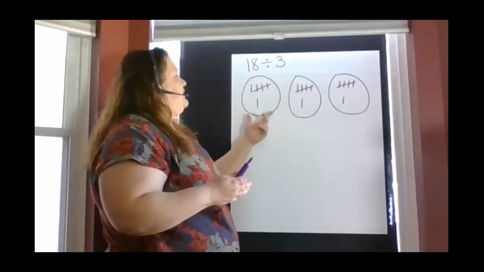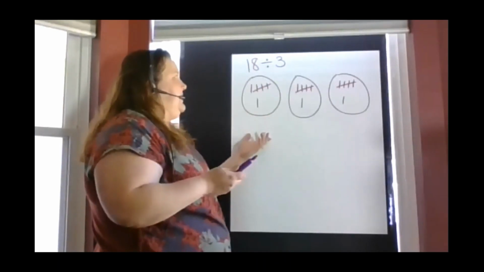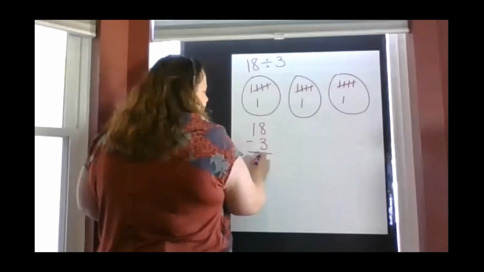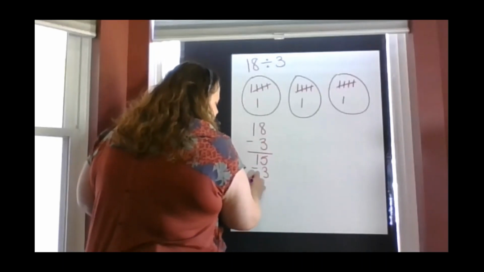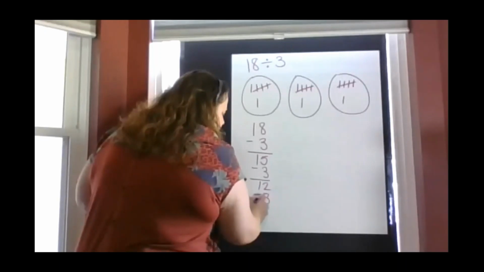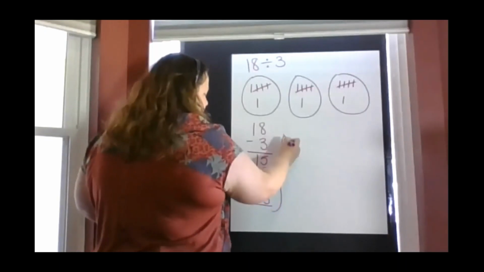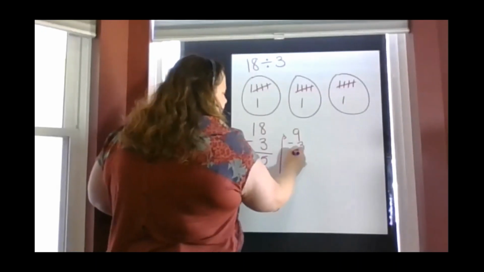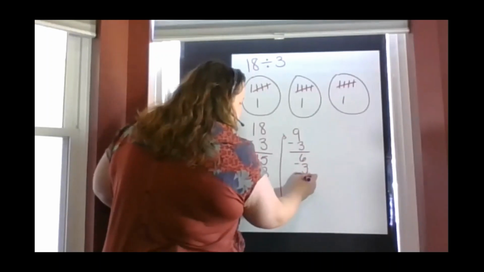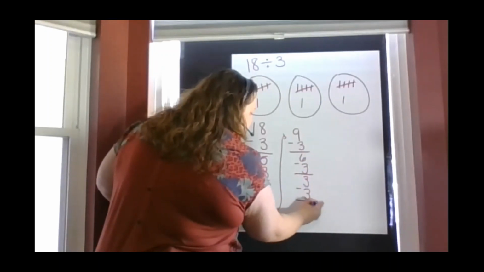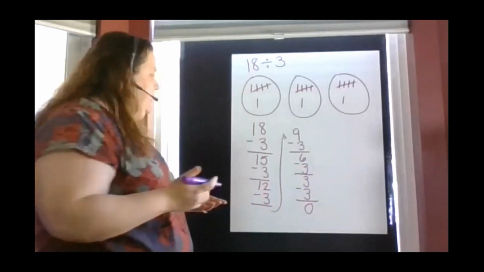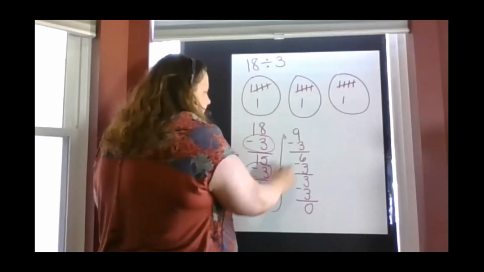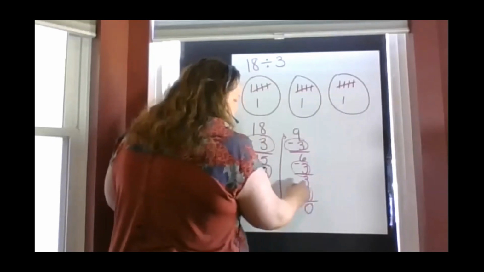So when we divide this out, here's our visual model. We might also see that repeated subtraction. So 18, take away 3, take away 3, take away 3. I'm going to kind of come up here. And so 12 take away 3 is 9. Take away 3, take away 3, take away 3. And now I need to figure out how many times did I take away 3? I took it away 1, 2, 3, 4, 5, 6.